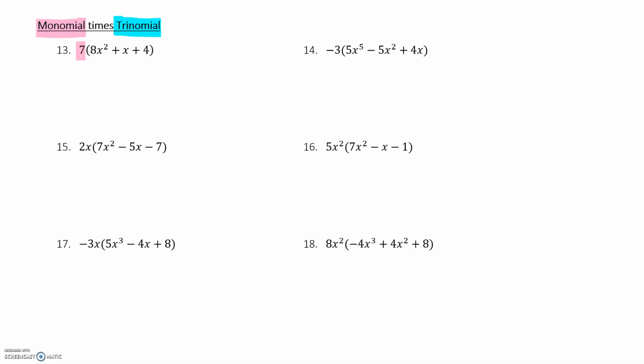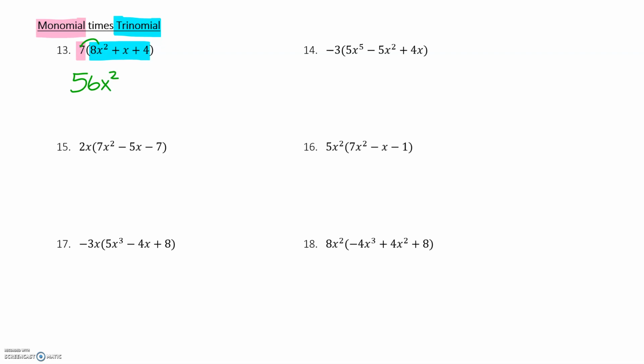So we've got the monomial 7, and we're going to multiply it by the trinomial 8x squared plus x plus 4. So 7 gets multiplied first by the 8x squared. So everybody should be thinking 7 times 8 and then an x squared. 56x squared.